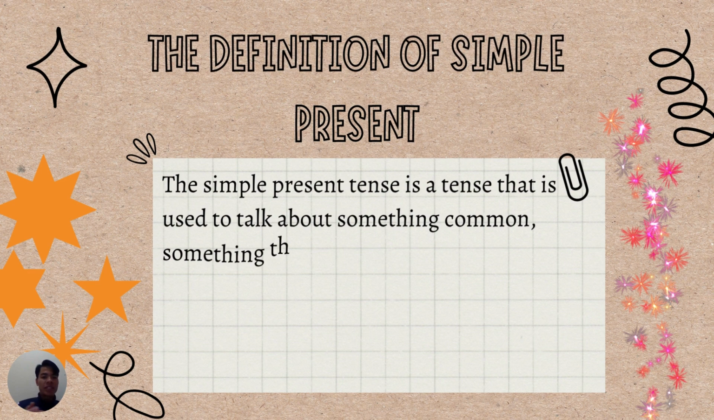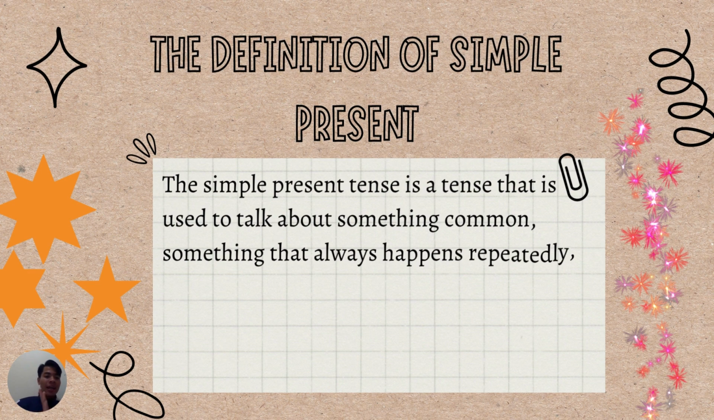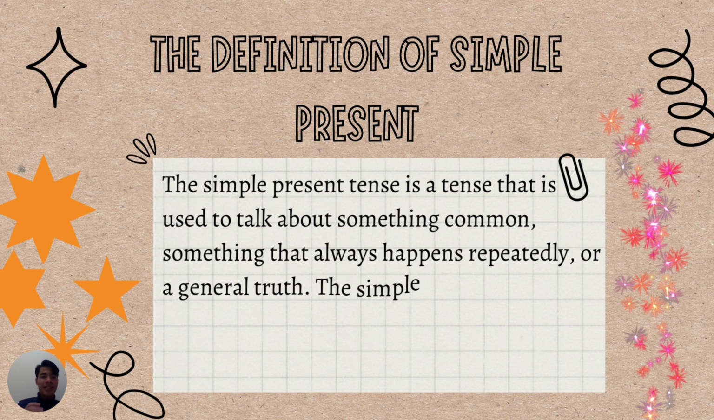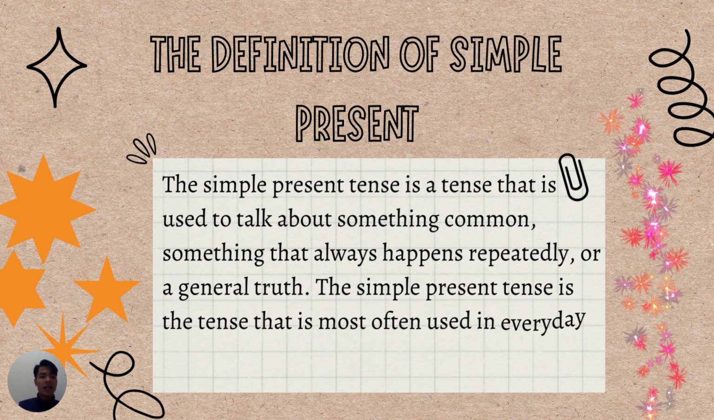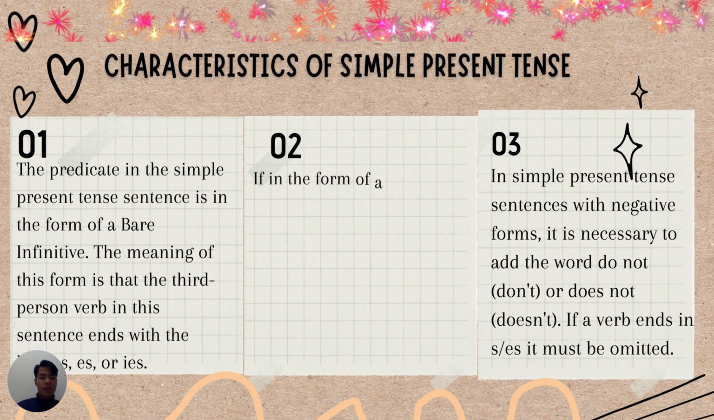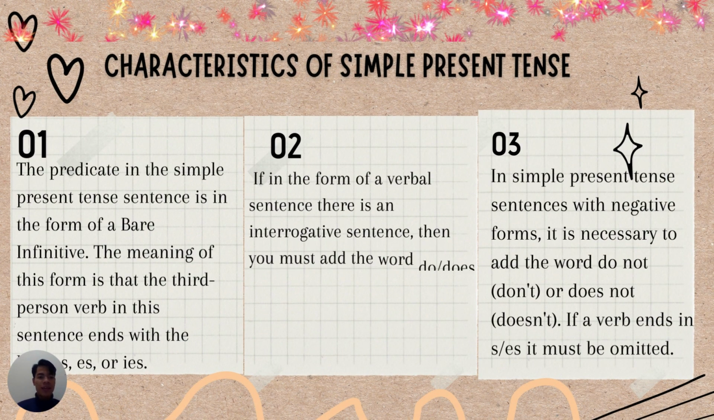The definition of simple present tense. The simple present tense is a tense that is used to talk about something common, something that always happens repeatedly, or a general truth. And the simple present tense is the tense that is most often used in everyday life.